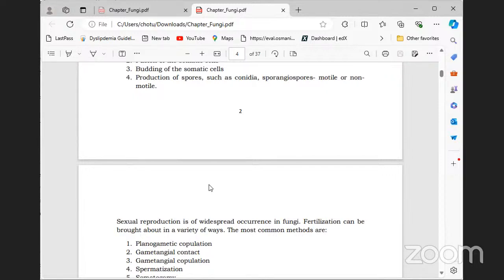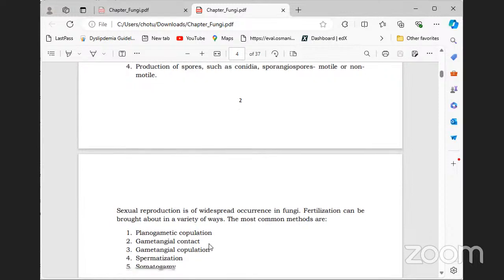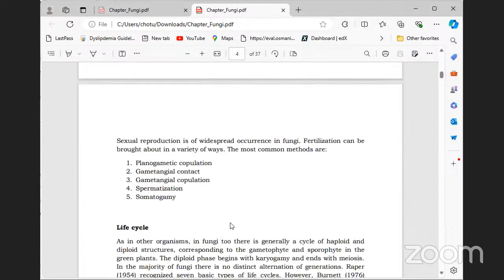The first sexual reproduction method is planogametic copulation. The second one is gametangial contact. The third one is gametangial copulation. The fourth one is spermatization. The fifth one is somatogamy.